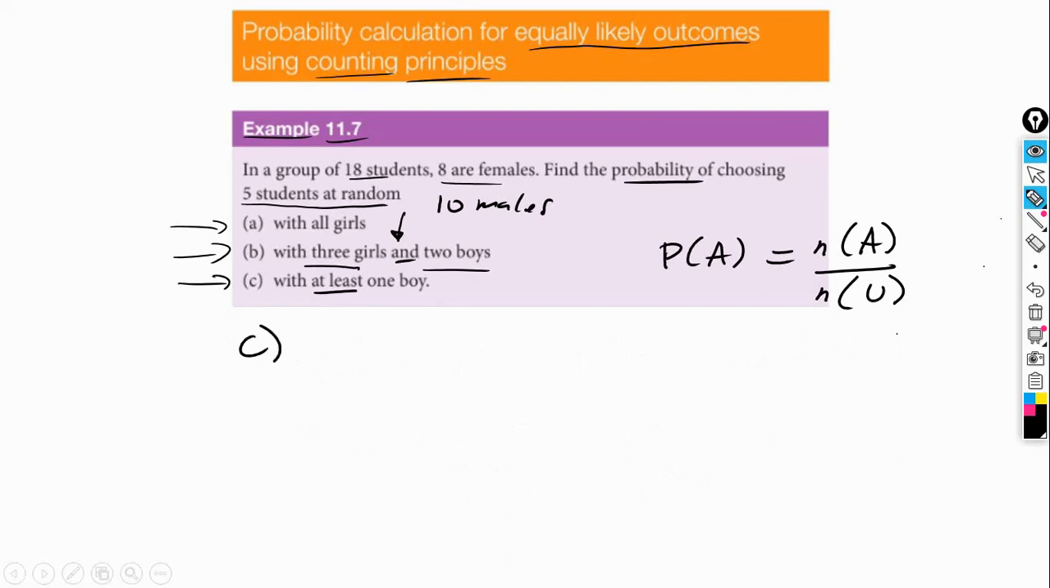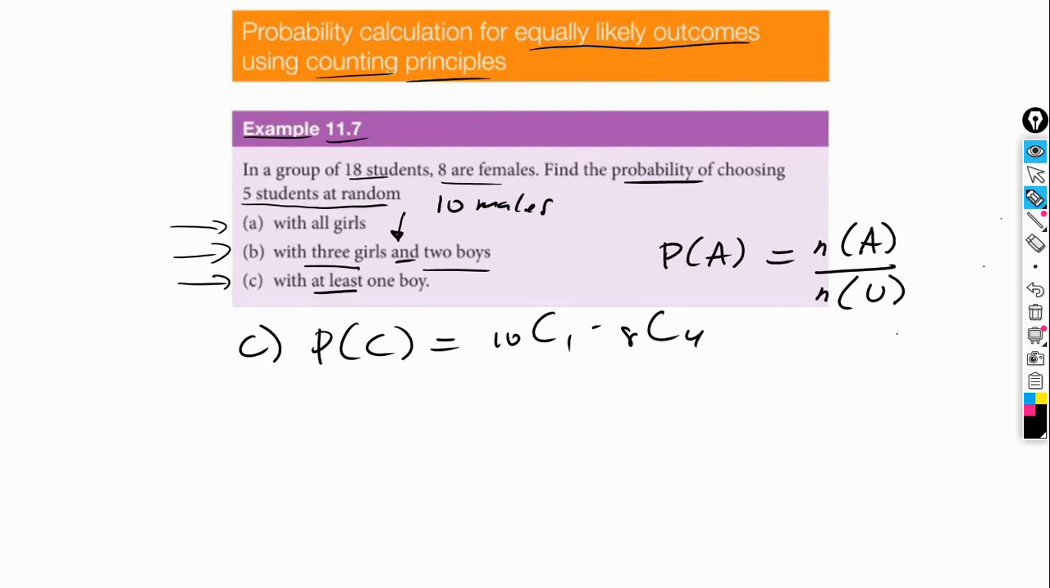For part C, we have to answer the question, what is the probability of choosing 5 students at random out of the 18 with at least 1 boy? So there's 2 ways of doing this. There's the long way and there's the short way. So let's do the long way first. So the probability of C is going to equal these combinations. Now notice we could pick 1 boy at least, so that would be 1 boy out of 10, and then this we would have to multiply times picking 4 girls out of 8.